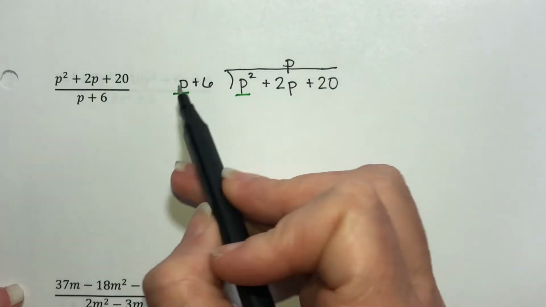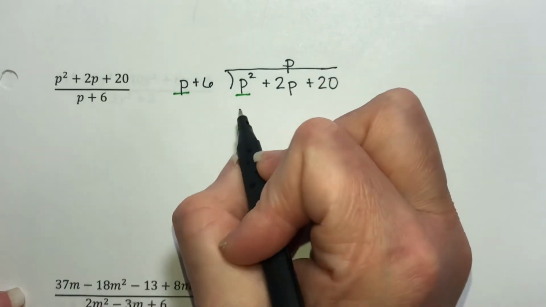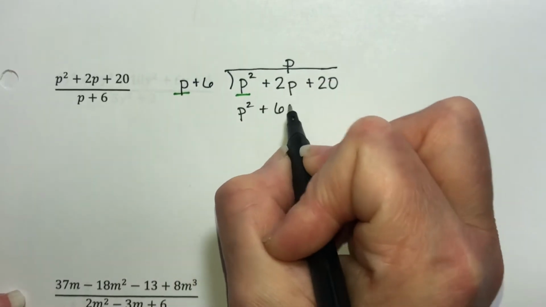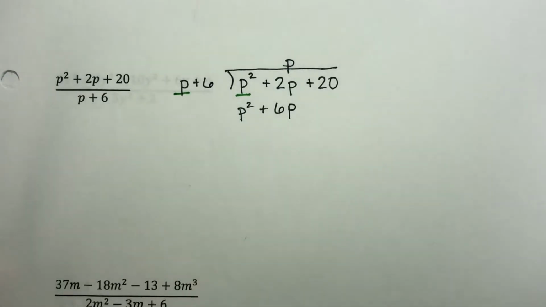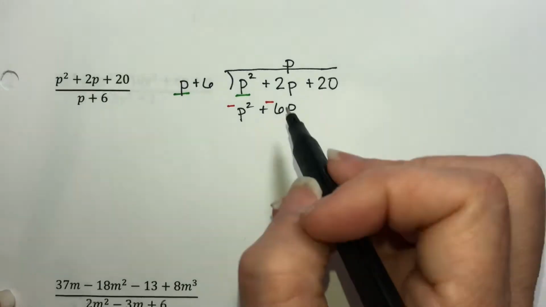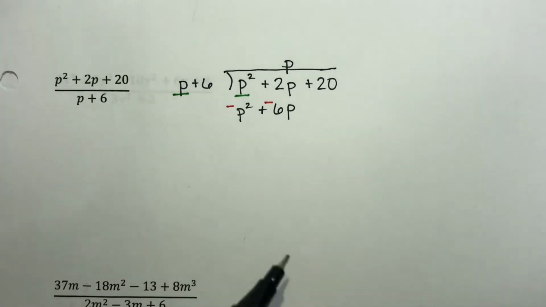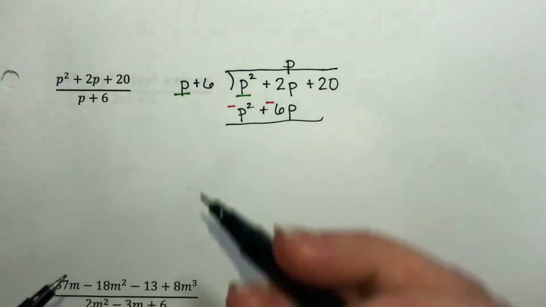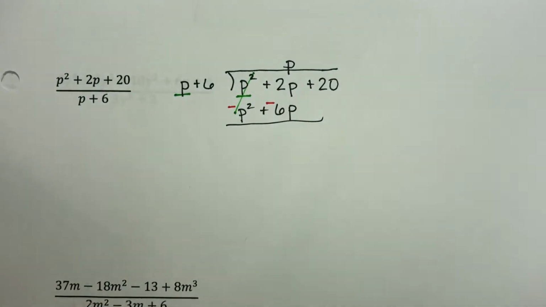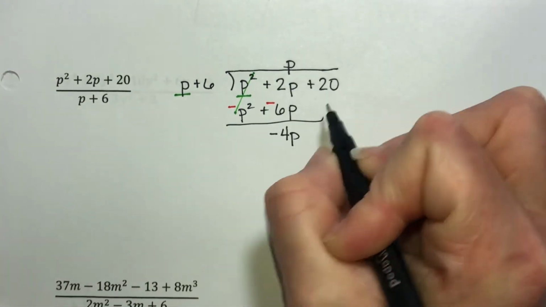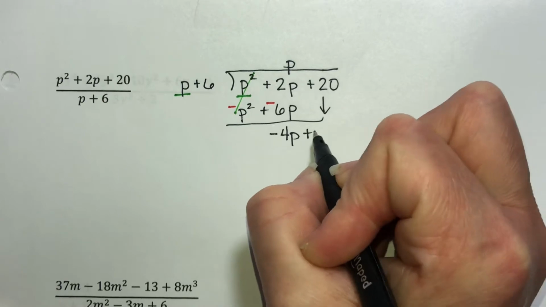And now you take this and you distribute it. P times p is p squared. P times 6 is plus 6p. Now we are subtracting. Okay. And then what should happen is our first term should cancel out. And then we have 2p minus 6p, which is negative 4p. And then you bring down the plus 20.